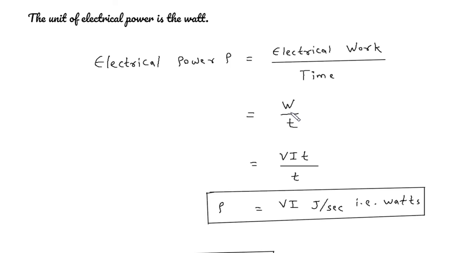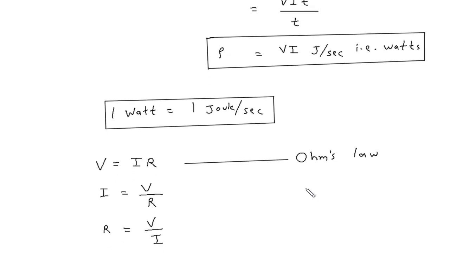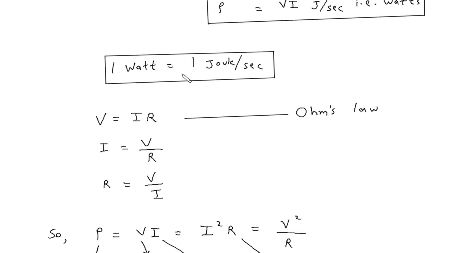We also know that electrical work is equal to V I T. V is voltage, I is current, and T is time. So this time and this time will get cancelled. So we get P equals V I, joules per second, that is watts. V is the voltage, I is the current. One watt is equal to 1 joule per second.